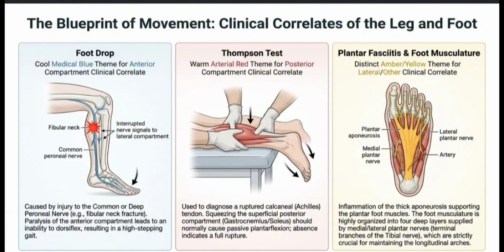This slide focuses on three critical clinical conditions frequently encountered in the leg and foot. First, we examine foot drop. This condition stems from an injury to the common peroneal or deep peroneal nerve, often due to a fracture at the narrow neck of the fibula. The loss of dorsiflexion causes the foot to drag, forcing the patient to adopt a high-steppage gait to clear the ground. Second, we look at the Thompson test, a simple clinical maneuver for diagnosing an Achilles tendon rupture.